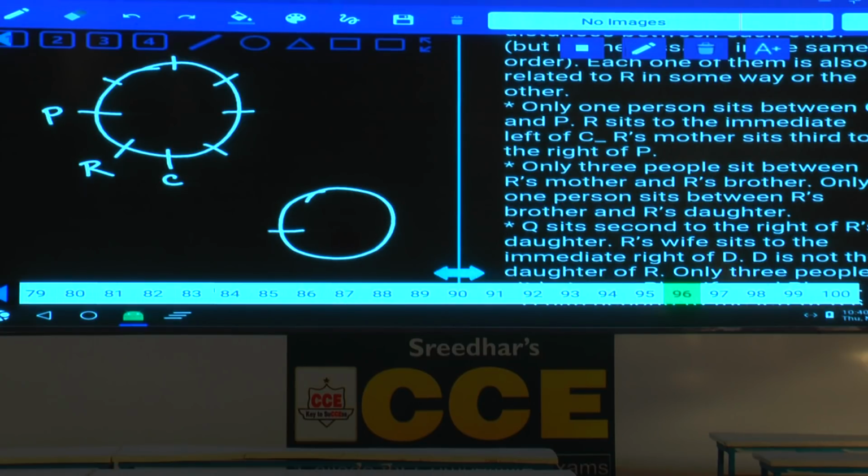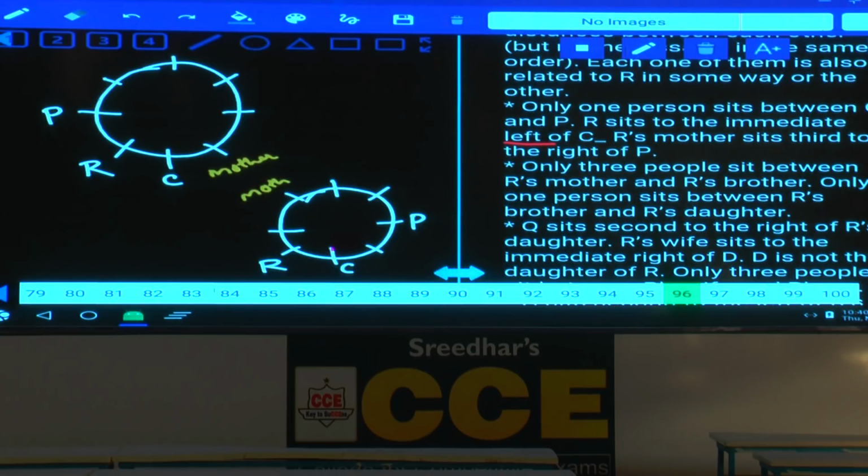And in the second possibility, 1, 2, 3, 4, 5, 6, 7, 8. If C is here, R sits to the immediate left of C. And one person between C and P, P can be here. How many possibilities do we have? 2 possibilities. Next one, R's mother sits out to the right of P. Now, this is R's mother seated out to the right of P. Here in this case, R's mother must be here.